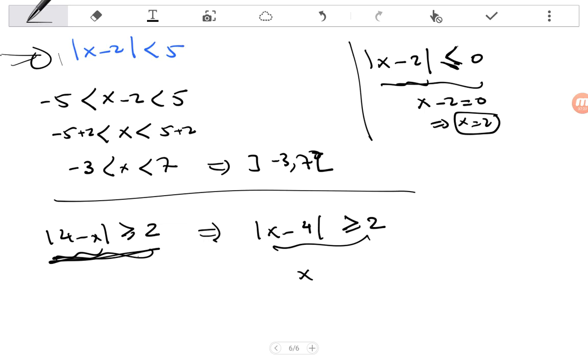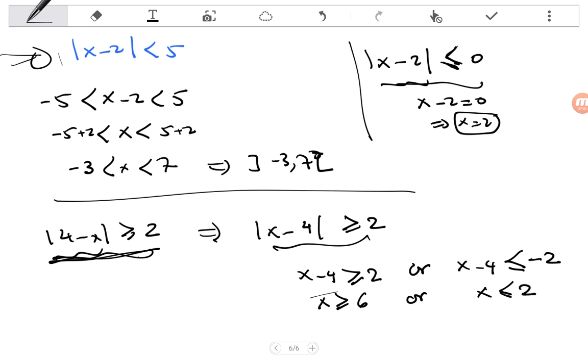That will be x minus 4. One of them just removes the absolute value, or x minus 4 with the sign changed on the other side. We will solve these two and find the union between these two. So that will be x greater than or equal to 4 plus 2, which is 6, or x less than or equal to 4 minus 2, which is 2.